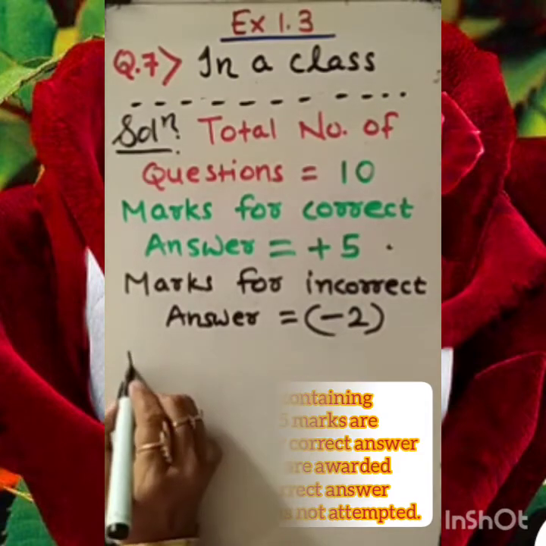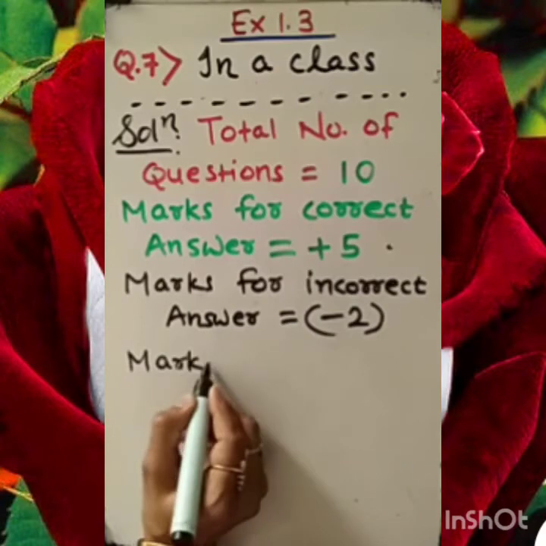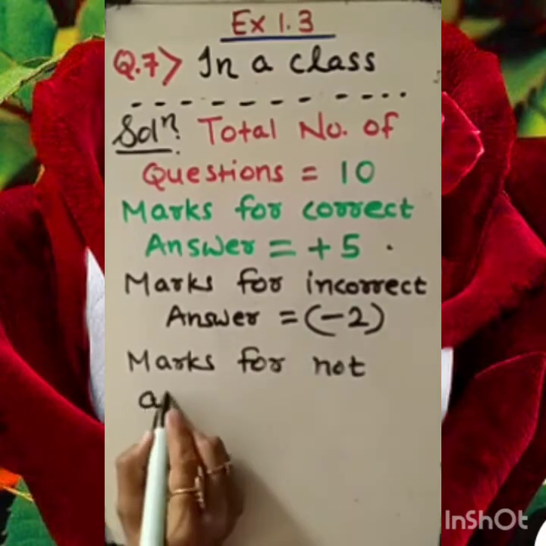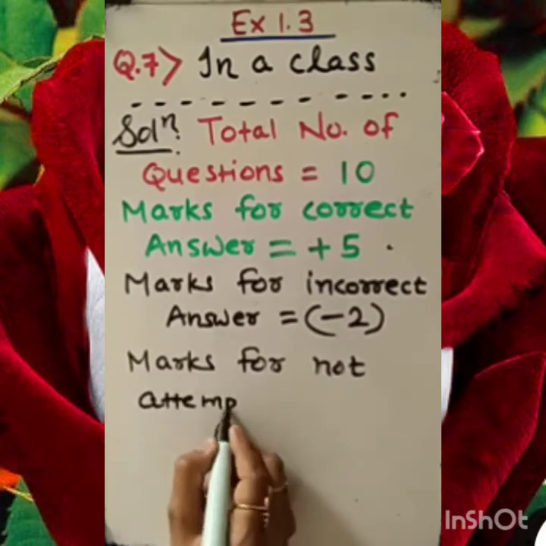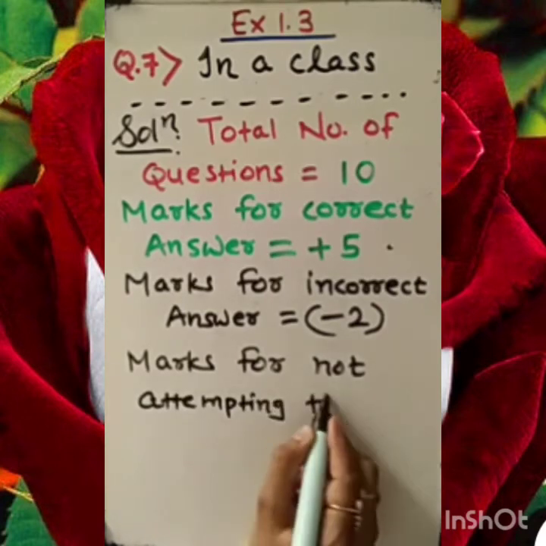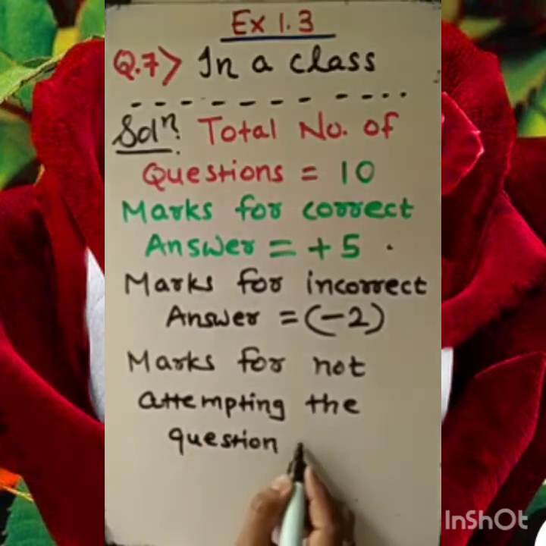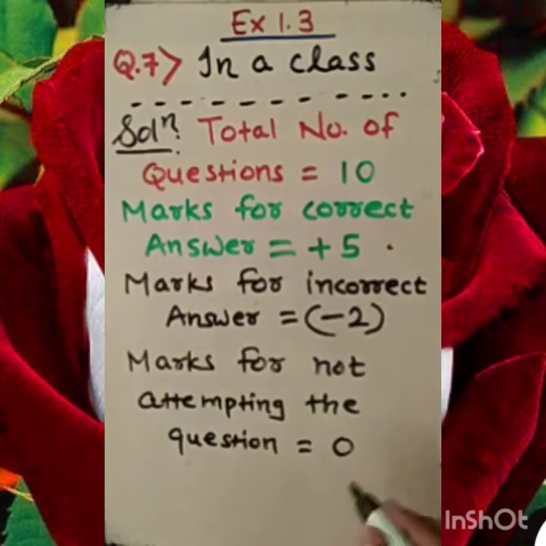So marks for not attempting the question. How many marks for not attempting the question? That is 0 marks. Here we need to mention it is 0. This detail we are given. Now using this detail, we have to solve 3 questions given just below it. Let's see all of them one by one.